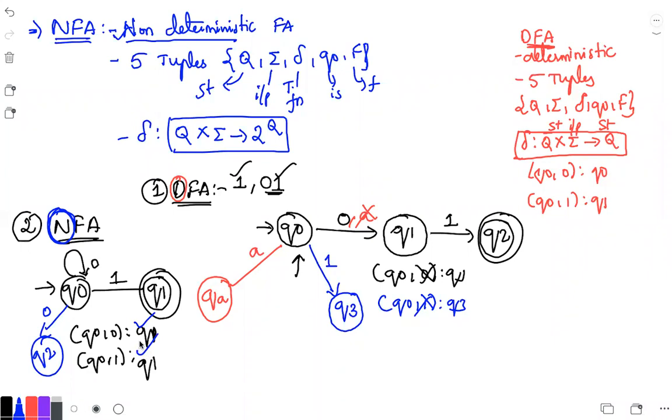Sir, from Q0, if we are taking 0, how are we going to Q1? It's still in Q0 only, right? Sorry, this is Q0. One second. Yeah, so Q0 on 0, I will go to Q2. Yeah, it's clear now? Yes, sir. So Q0 on 1 is Q1. Okay, sir, my mistake.